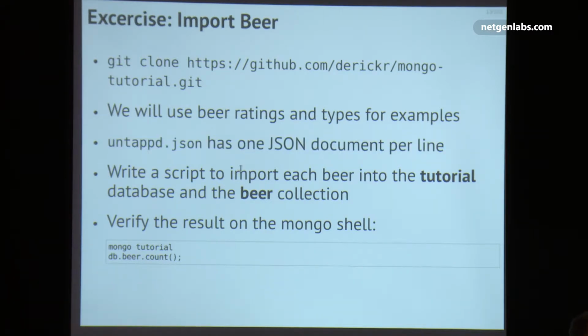Okay, so the approach for this is, you open the file, loop over it line by line, create a connection to the MongoDB database, and for each line in the file, you JSON decode it so that you get a PHP structure out of it, and then insert that into the collection beer in a database tutorial. All right, go. Yeah, 3 minutes. If you have questions, please let me know.